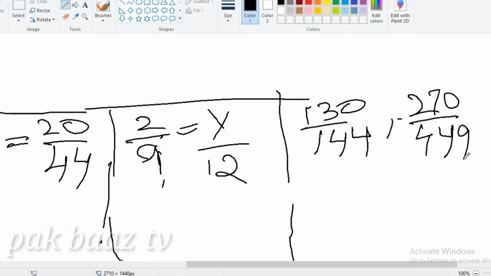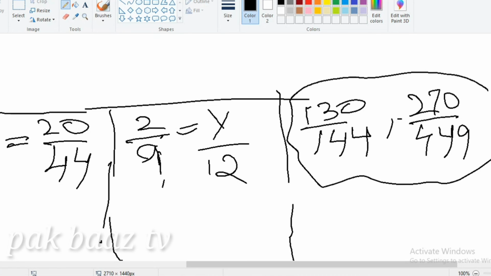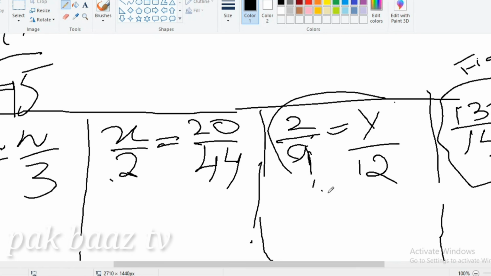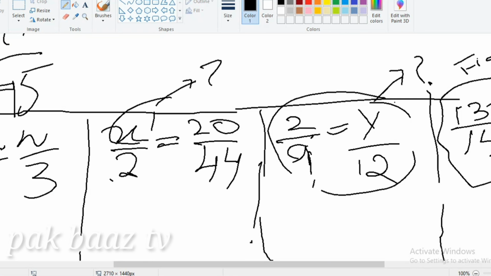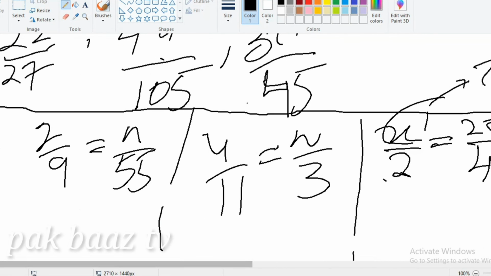Okay, these are the questions. In these questions, you have to figure out whether the fractions are equivalent or not. In the circle part, in the given word problems, you have to figure out the unknown variable. This one, this one, this one, and this one. Do it right now.